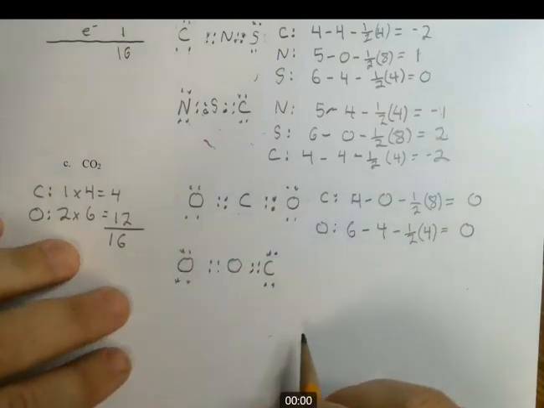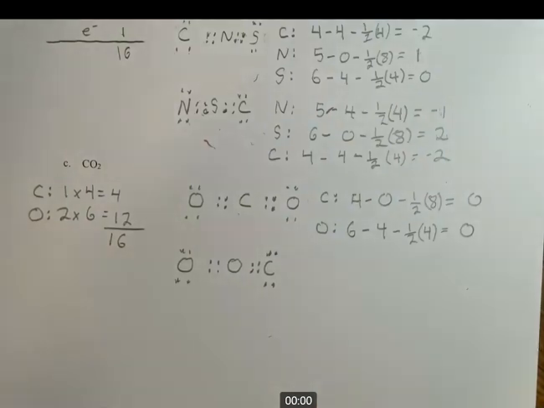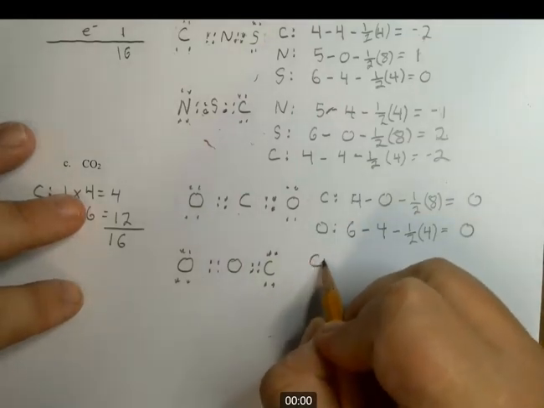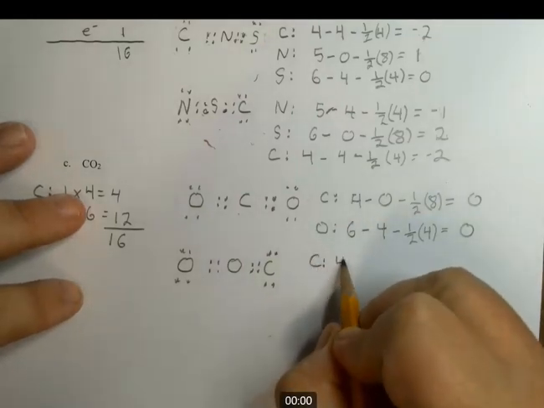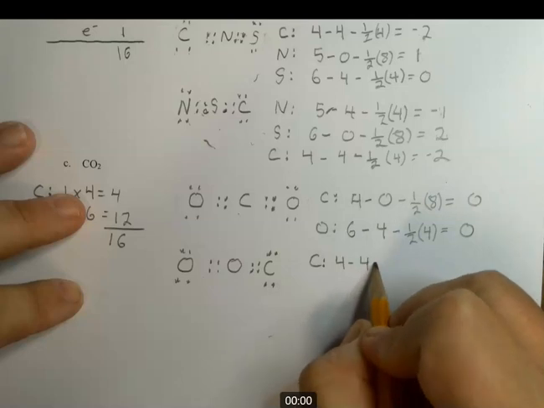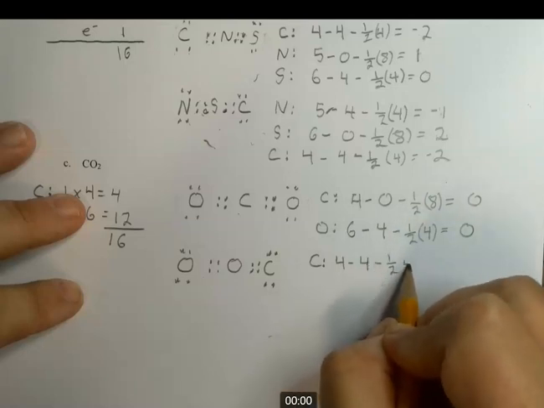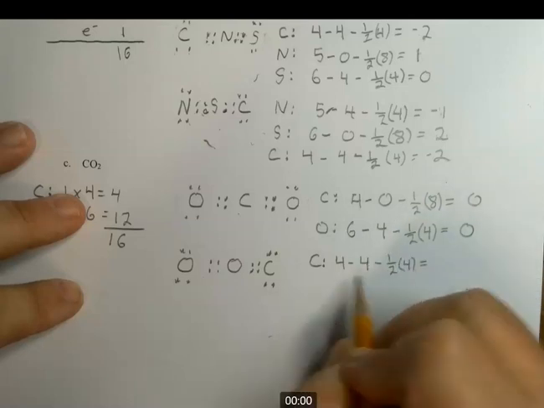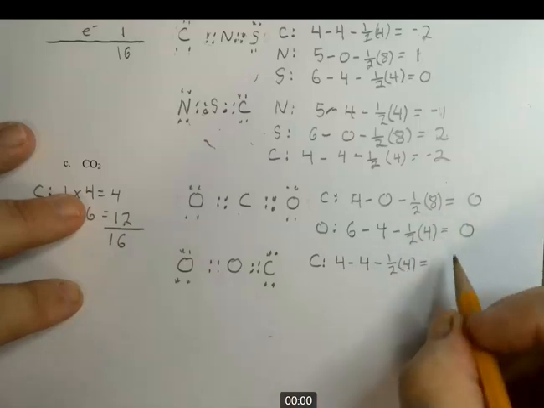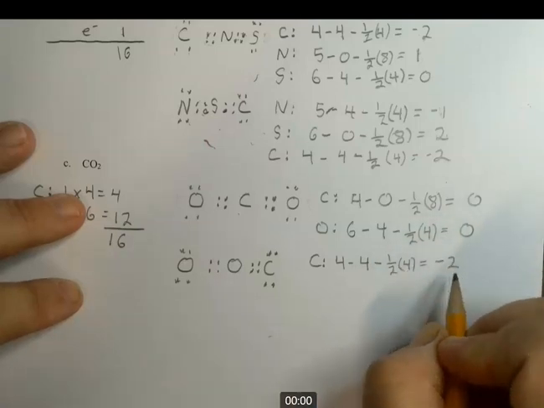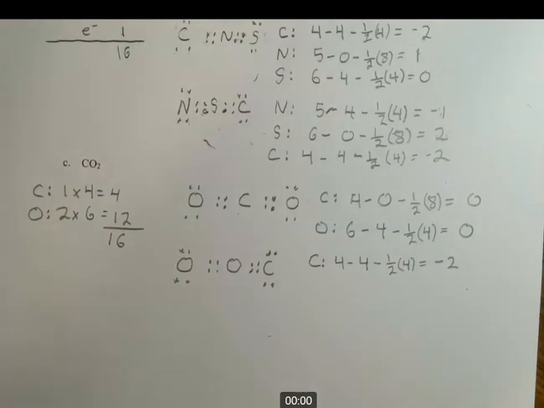Okay, so let's do the math on this. Now, here's what's different about this, is you have two different oxygens. This oxygen's configuration is not the same as this oxygen's configuration. So let's go ahead and start off with carbon. So 4 valence minus 4 non-bonding minus 1/2 of 4 bonding electrons. So 4 minus 4 is 0, minus 2 is -2. So already you see we are not looking at something that's going to be that stable.